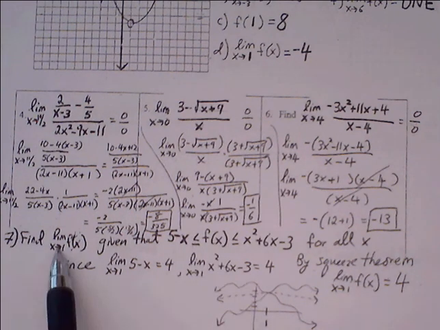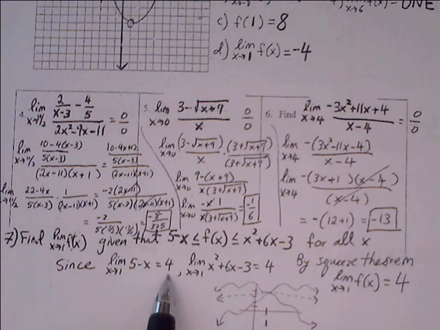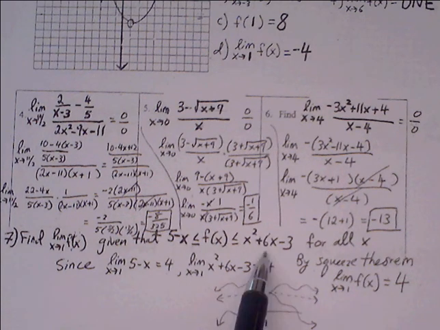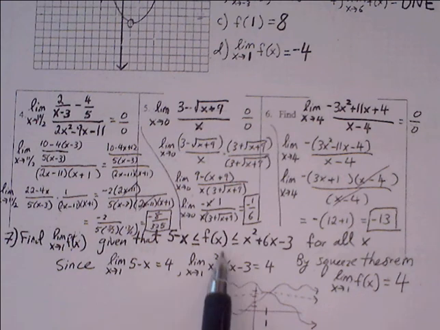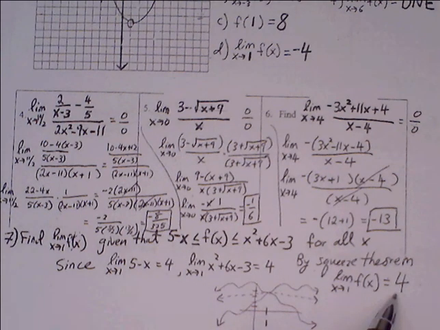If we plug 1 into the lower function, we're going to get 5 minus 1, which is 4. If we plug 1 into the upper function, we get 4 as well. So if the lower function and the upper function are both 4, then we know by the Squeeze Theorem, because the middle function must sit between these 2 points, and they agree, we can conclude that the middle function must also have a y value of 4.